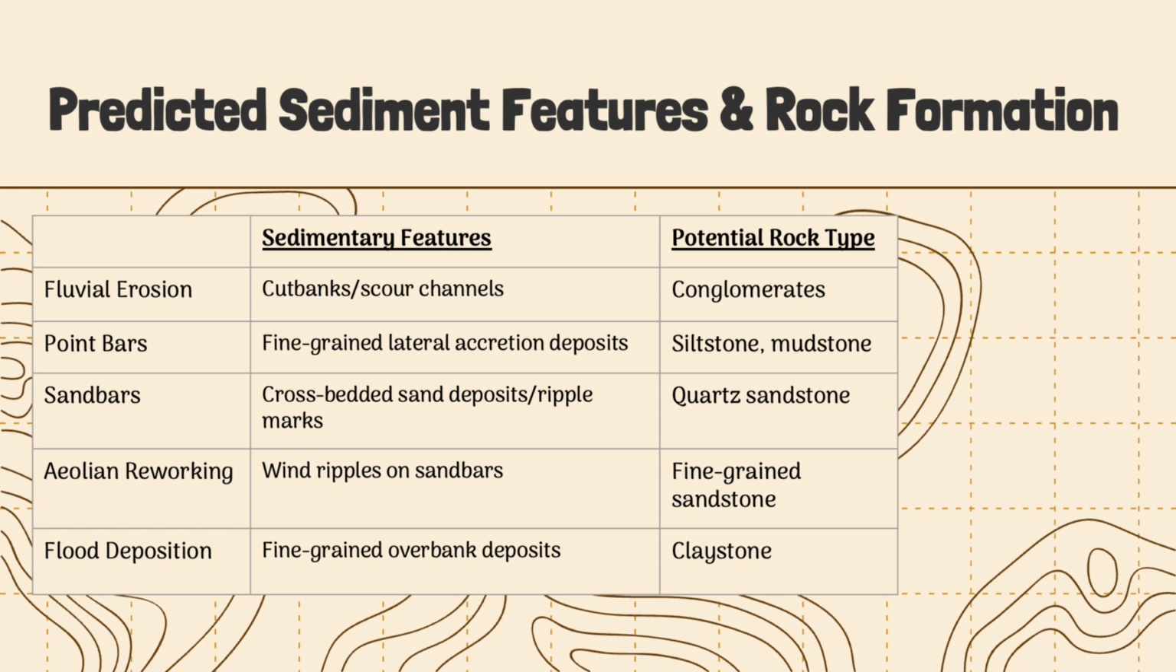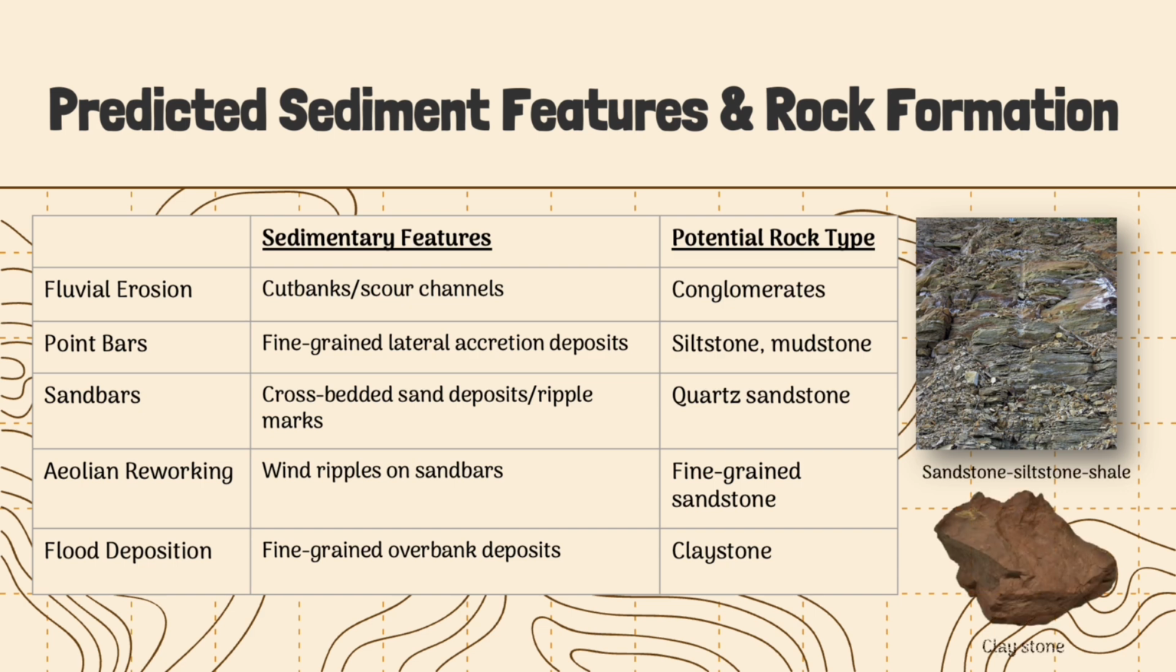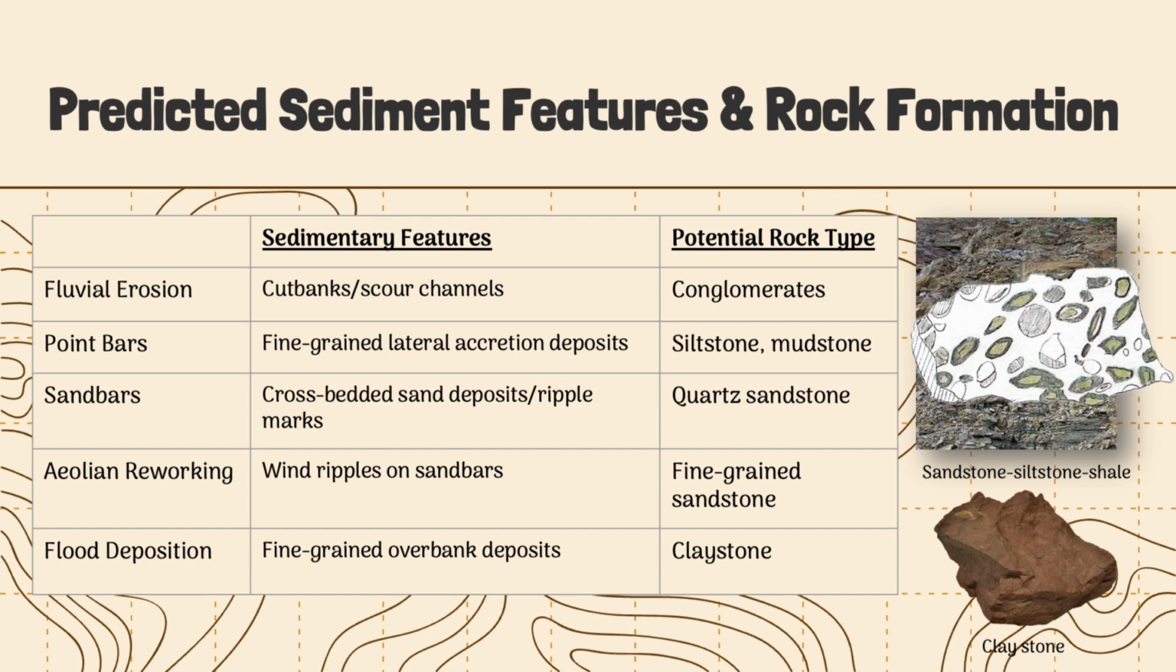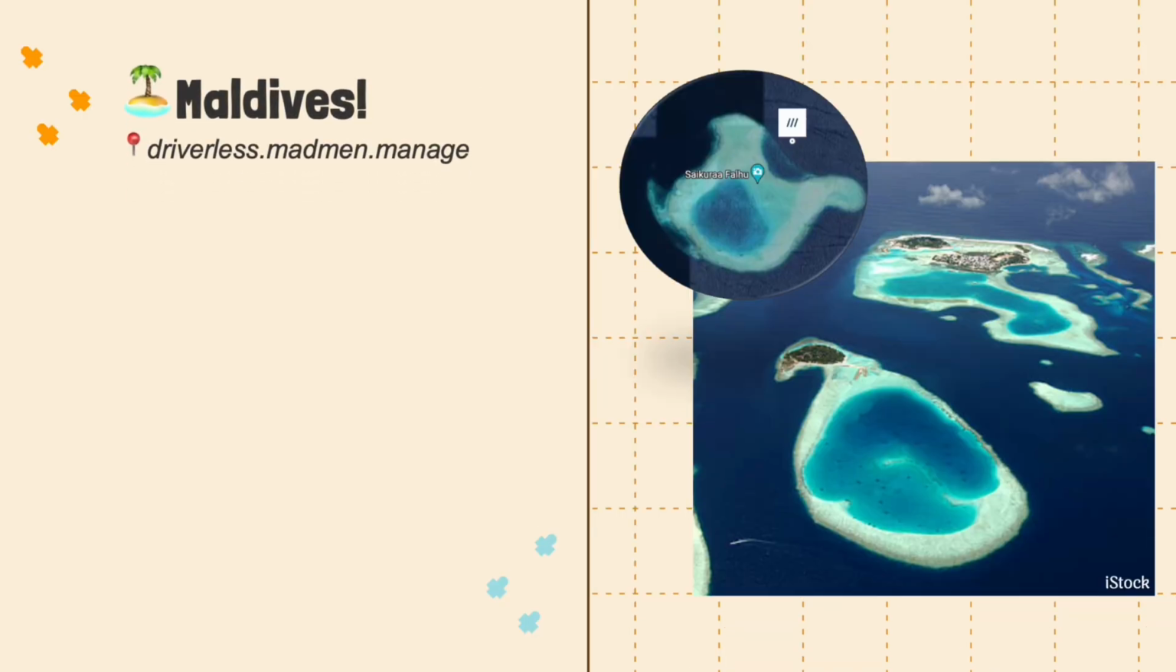Here are samples of different rock, not only the mixture of sandstone, siltstone, and shale, but also conglomerates from my daily sketching. In short, the Mississippi River is a sediment factory, constantly eroding, transporting, and depositing materials that could one day become solid rock. Last stop, the Maldives.